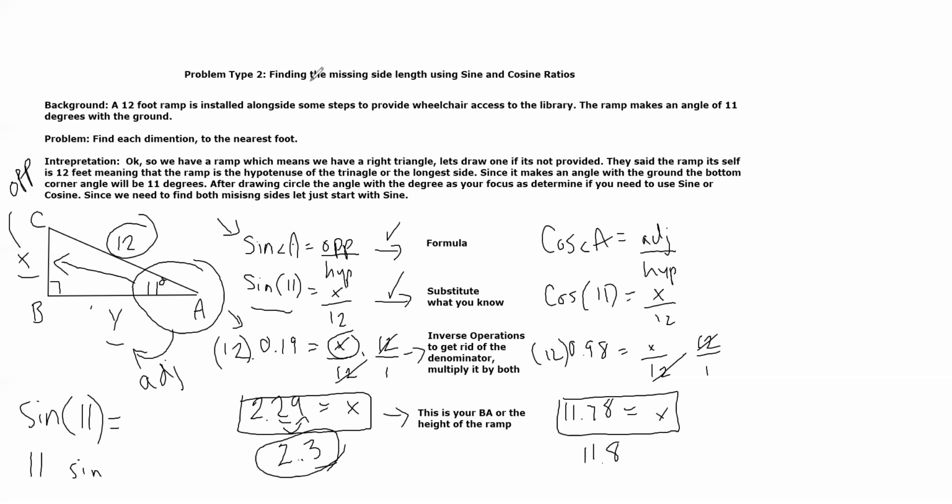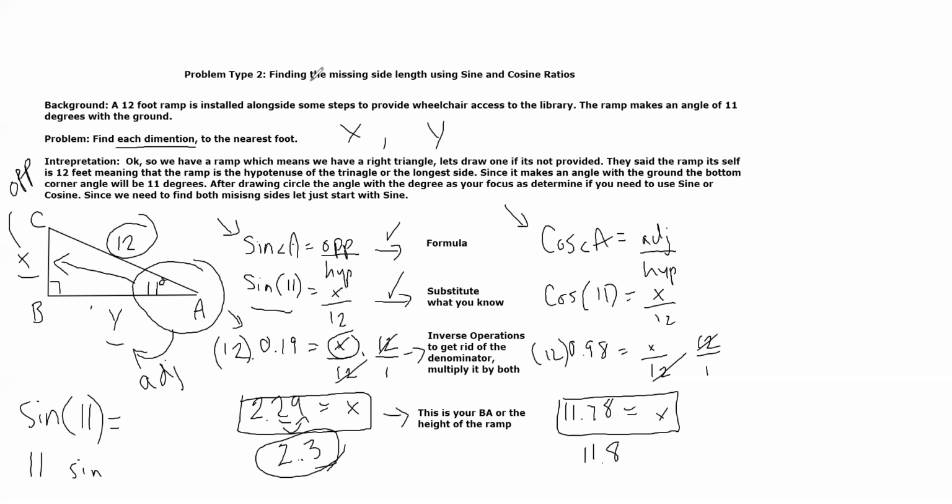Remember, they asked for each dimension. That means that not only do they want to know what x is, they want to know what y is. They want to know the floor, right? They want to know BA, the segment BA. They want to know what y is. Those all represent the same number. So I'm going to move on to this part, right?